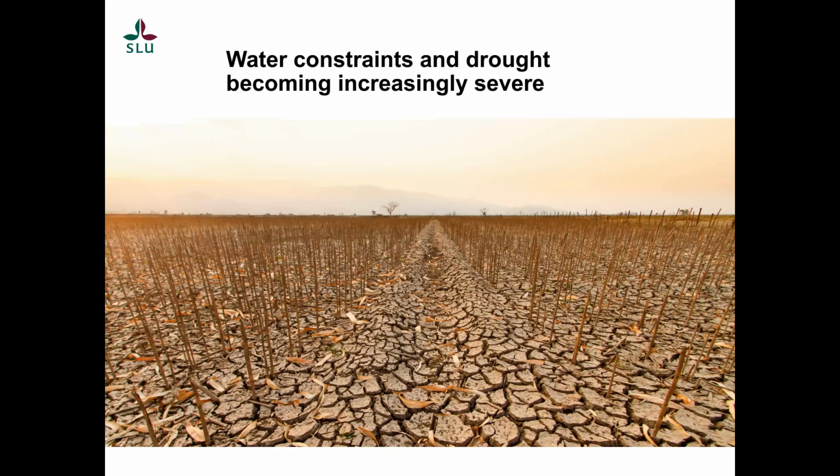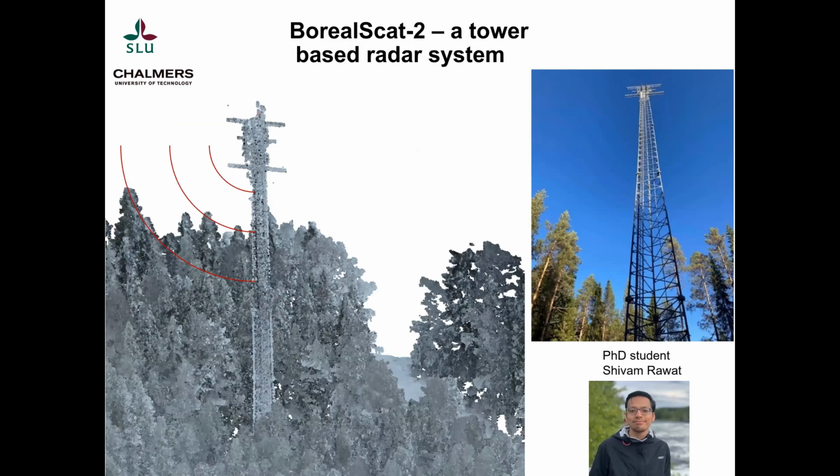So we have a system called BorealScat-2, which is the tower-based radar system in Sweden. BorealScat-1 was mounted in Remningstorp in southern Sweden until the forest was destroyed by bark beetles, so I actually had to move the tower. So right now, BorealScat-2 is mounted in Svartberget, which is about an hour outside of Umeå, where we're located in northern Sweden. And we did some upgrades.